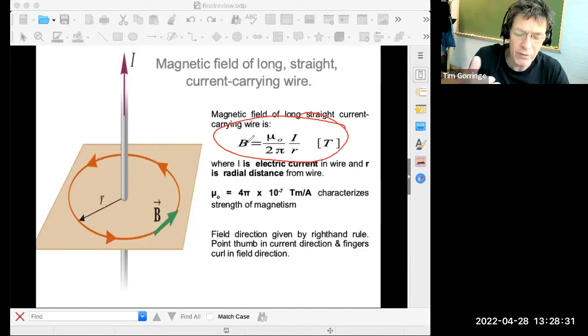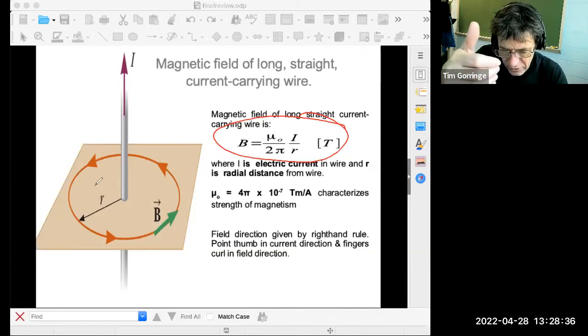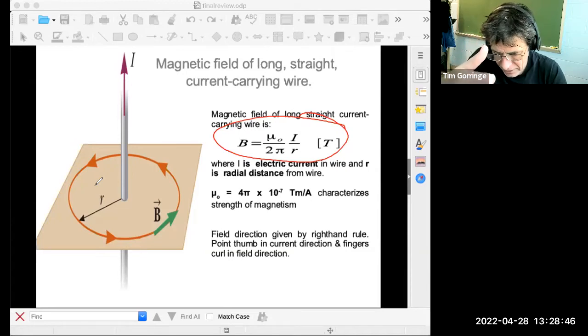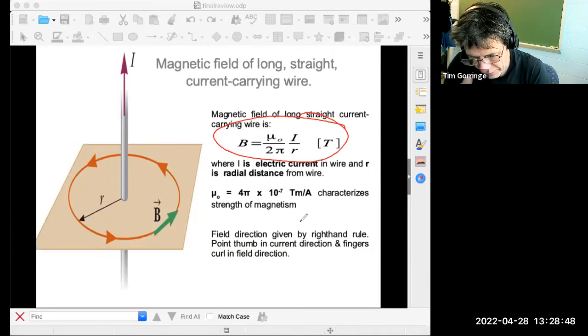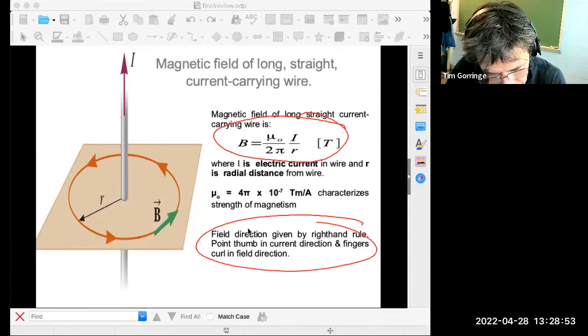And then another right-hand rule gives us the direction of the field. The field lines are concentric circles around the wire. You point your thumb in the direction of the current, and then the fingers of your right hand curl in the direction of the magnetic field. And so that's how we get the direction of this field. So that's one important field.